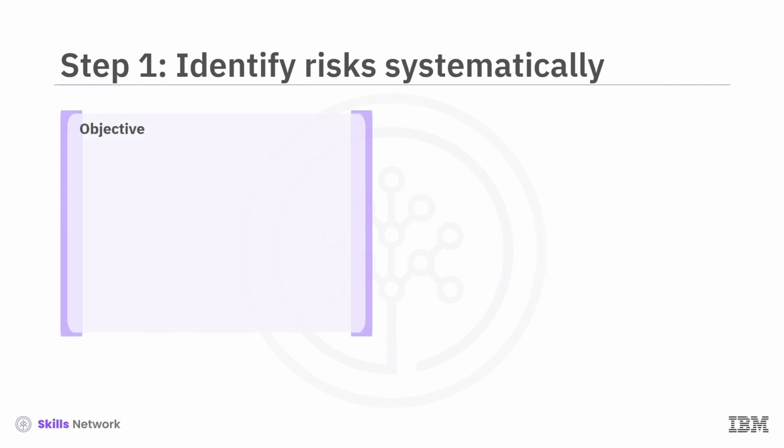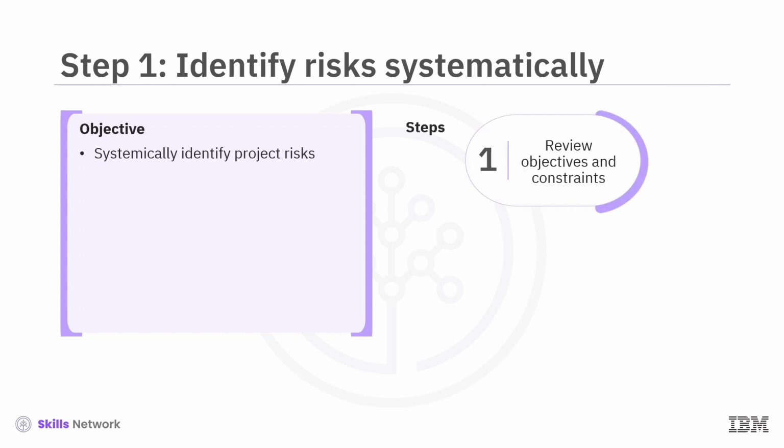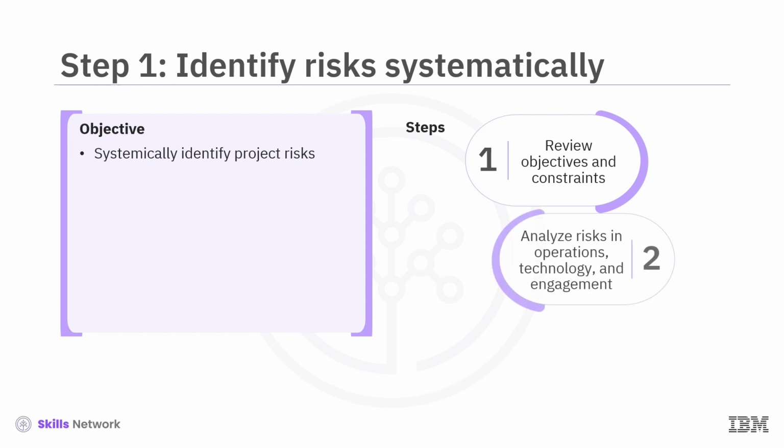The objective of Step 1 is to systematically identify risks that could affect stakeholders, workflows, or systems. To do this, you'll follow 3 key steps. First, review the project's objectives and constraints to understand the broader context. Next, analyze potential risks in critical areas such as operations, technology, and stakeholder engagement. Finally, use tools like brainstorming sessions or stakeholder interviews to uncover specific risks.